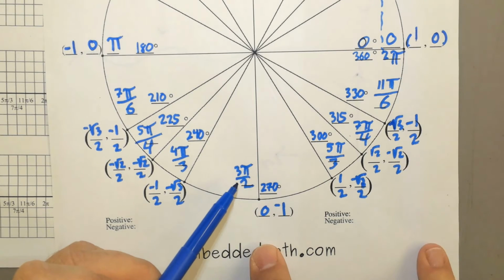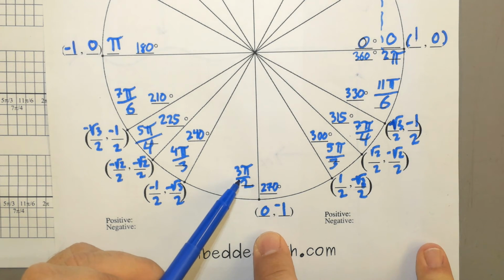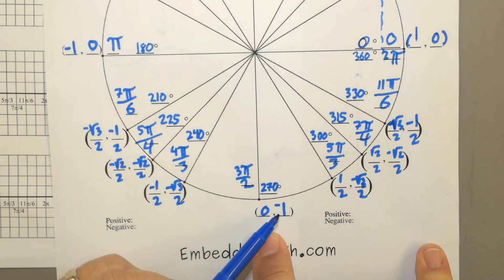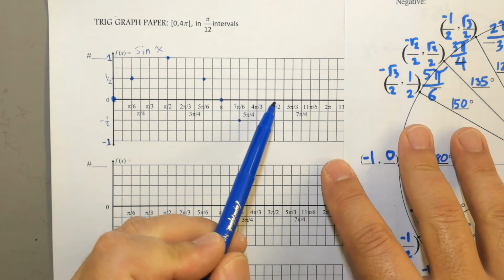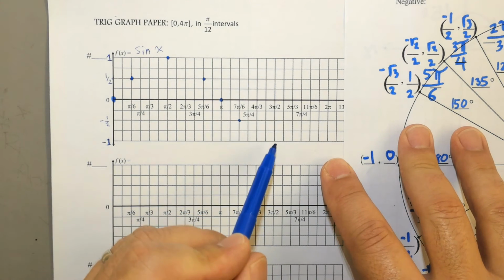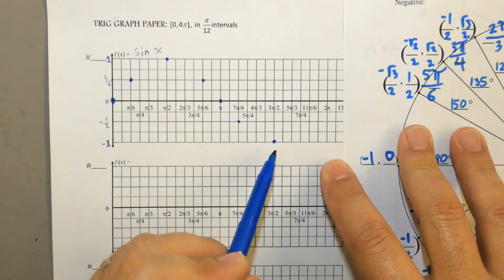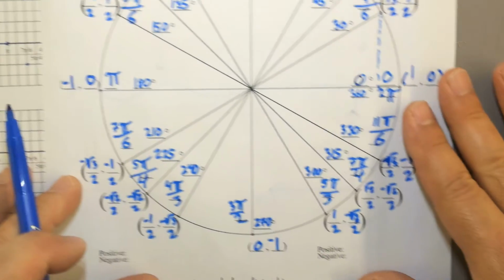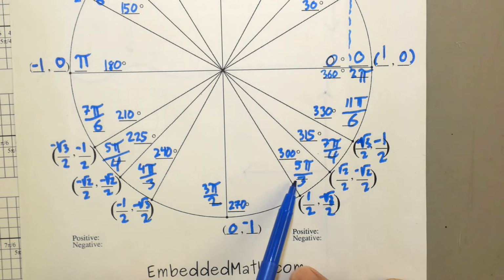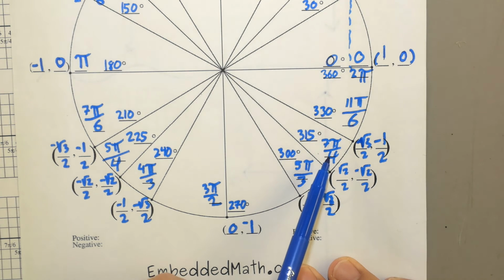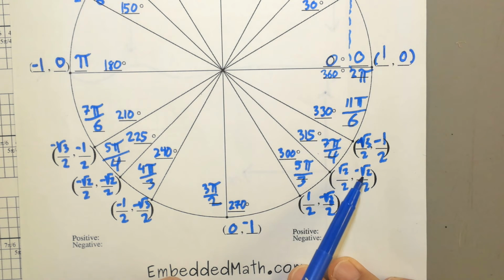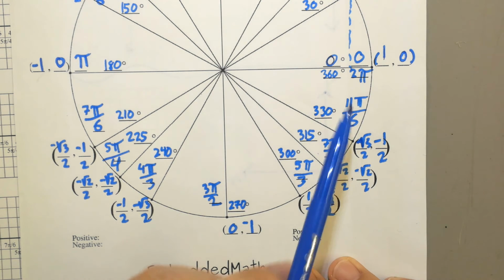At 3 pi over 2, where are we at? Negative 1. Okay, so let's do that one. 3 pi over 2, negative 1. So we're at 3 pi over 2, negative 1. Here. Boom. Okay, 3 pi over 2, negative 1. Let's continue. 5 pi over 3, negative radical 3 over 2. We're just going to skip that one. 7 pi over 4, negative radical 2 over 2. Again, let's skip that one.